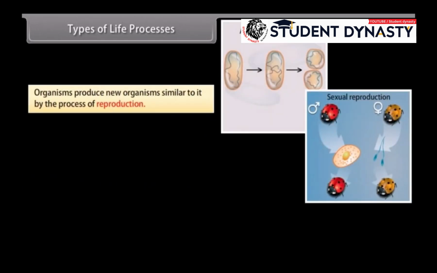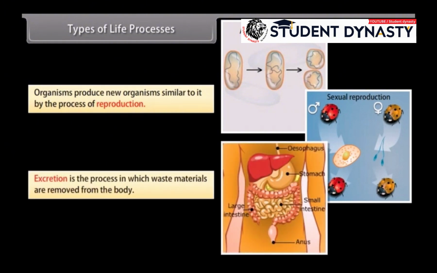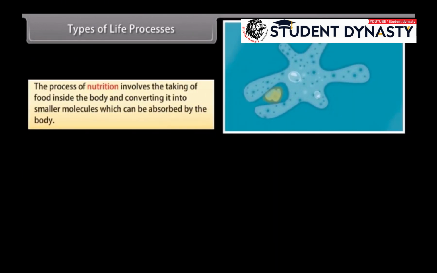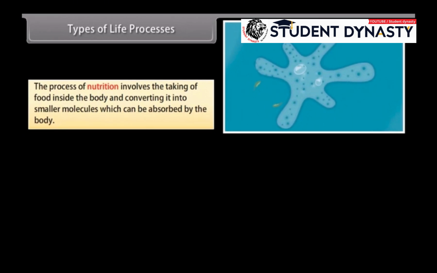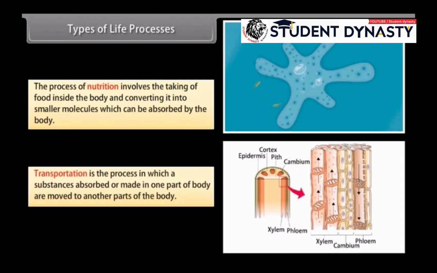Organisms produce new organisms similar to it by the process of reproduction. Excretion is the process in which waste materials are removed from the body. The process of nutrition involves the taking of food inside the body and converting it into smaller molecules which can be absorbed by the body. Transportation is the process in which a substance absorbed or made in one part of body is moved to other parts of the body.